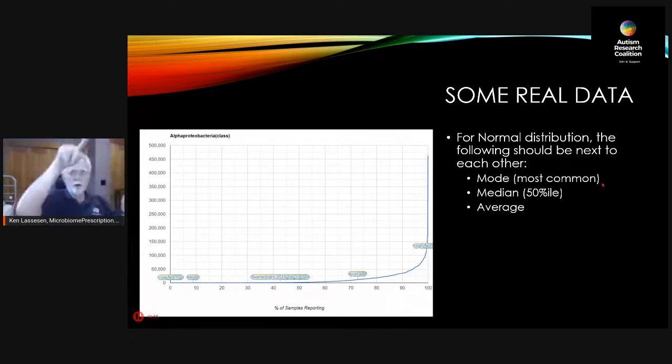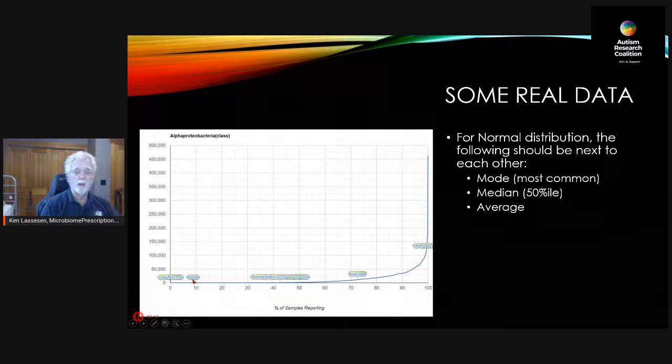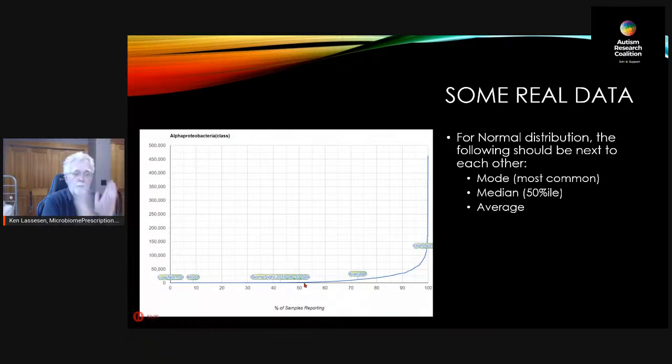So if you look at how the bell curve goes, the mode, the most common, is where the peak of the bell curve is. The median, which is halfway up, is in the middle. And the average generally would be pretty close to there. Well, where do we find them here? We have the mode, the most common value, being way, way down here. We have the average being up here. And somewhere in here, at the 50th percentile, is where the median is. They should all be almost the same point.